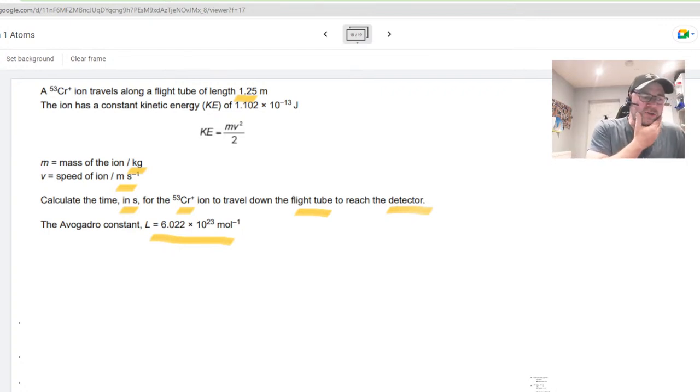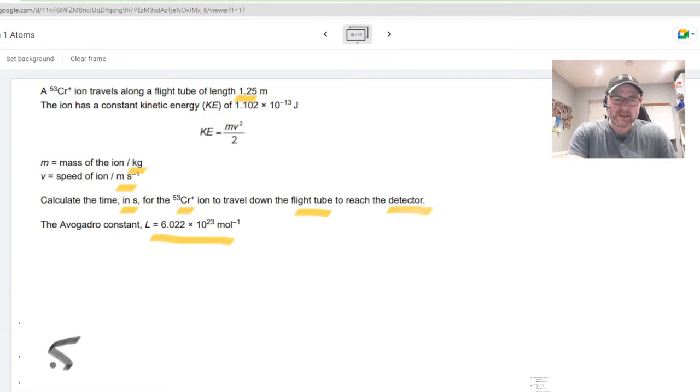We can use Avogadro's constant to find the mass. How would we do that, Lois? You're absolutely right. Good, Gabby. So you're putting it all together, guys. We're going to at some point need to do S. Oh, gosh, get this horrible pen off the board. We're going to have to at some point do S equals D over T and rearrange that.